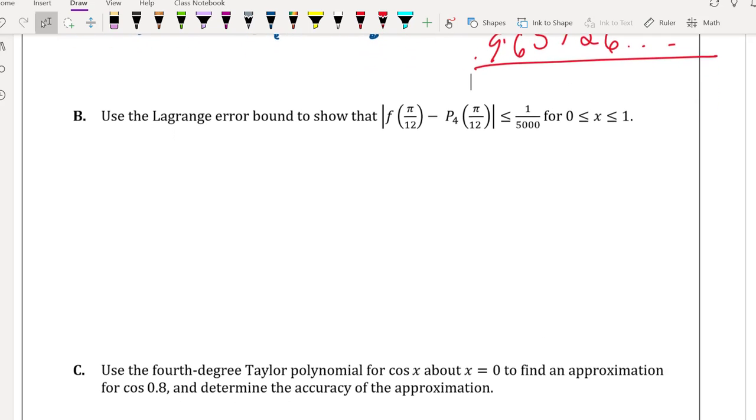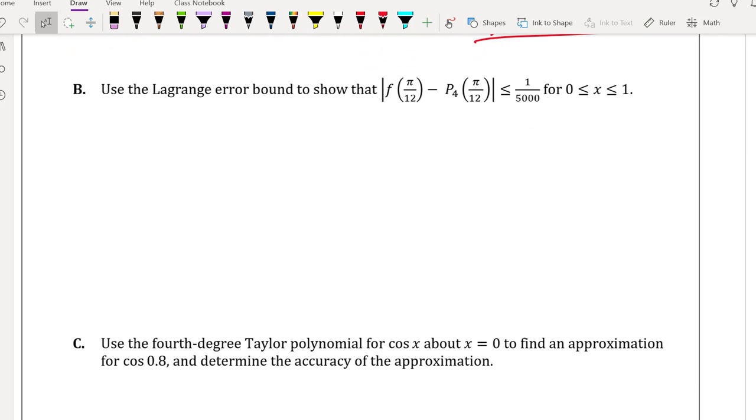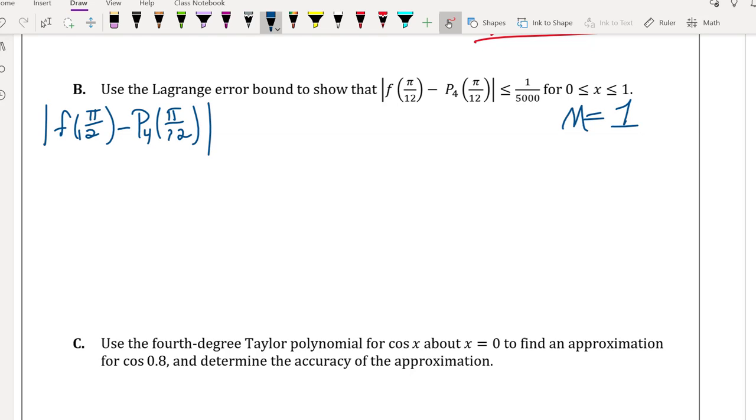Use the Lagrange error bound to show that the absolute value of f of pi over 12 minus the fourth degree polynomial at pi over 12 is less than 1/5000 on the interval 0 to 1. Again, we've done this for sine. We can say that our maximum value for cosine is going to be 1, because that is cosine's upper bound. And what we're looking at here, f of pi over 12 minus the fourth degree polynomial at pi over 12, is our error.